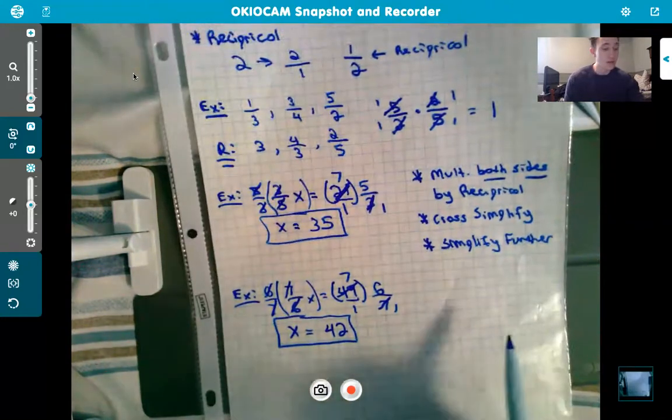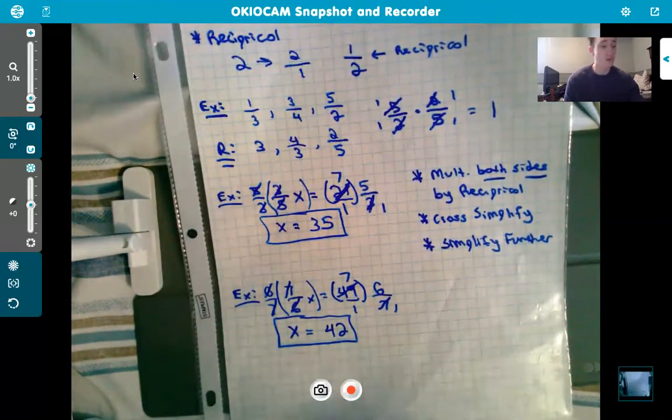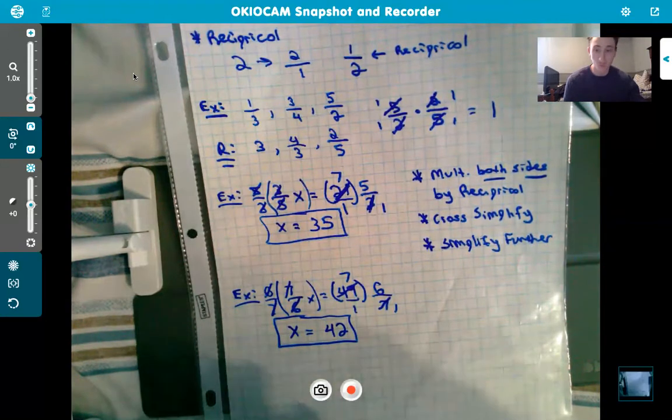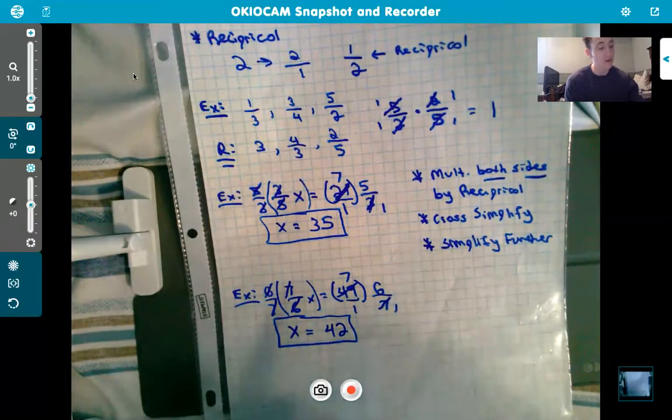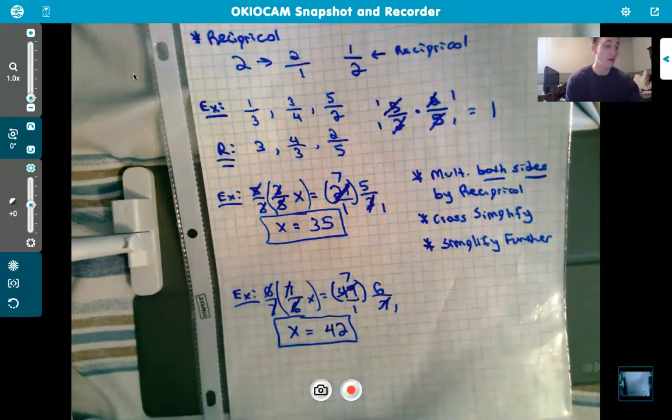So long as you follow these steps, you multiply both sides by the reciprocal, cross simplify, you should be left with a variable on one side and a simplified whole number on the other side. It's not always going to be the case, and we'll see that later on in class. But if you simplify further, you should be left with a number that is a whole number or an integer based off of your steps here.